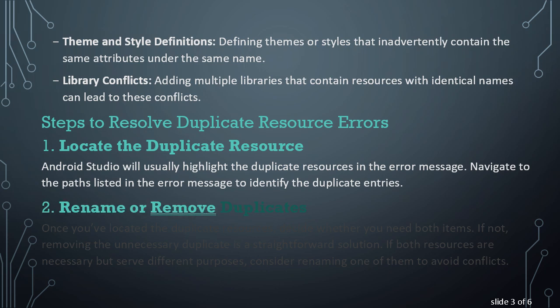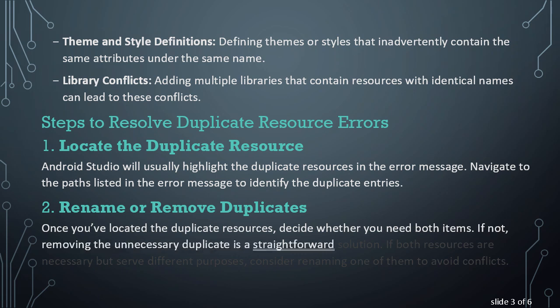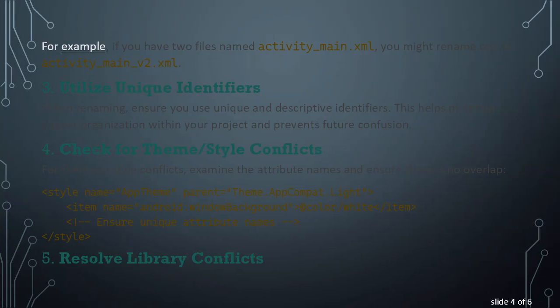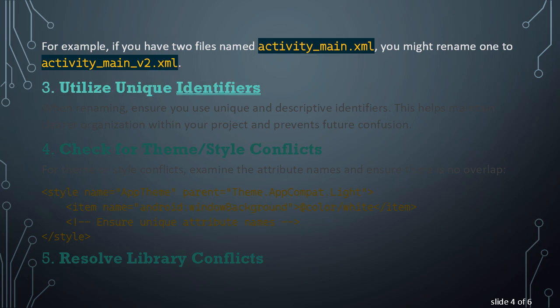2. Rename or remove duplicates. Once you've located the duplicate resources, decide whether you need both items. If not, removing the unnecessary duplicate is a straightforward solution. If both resources are necessary but serve different purposes, consider renaming one of them to avoid conflicts. For example, if you have two files named activity_main.xml, you might rename one to activity_main_v2.xml.